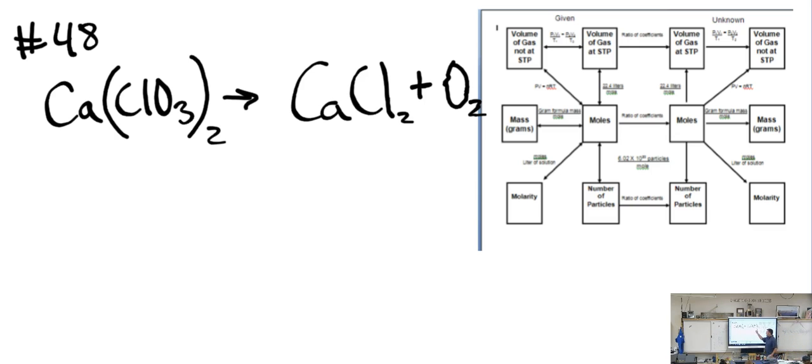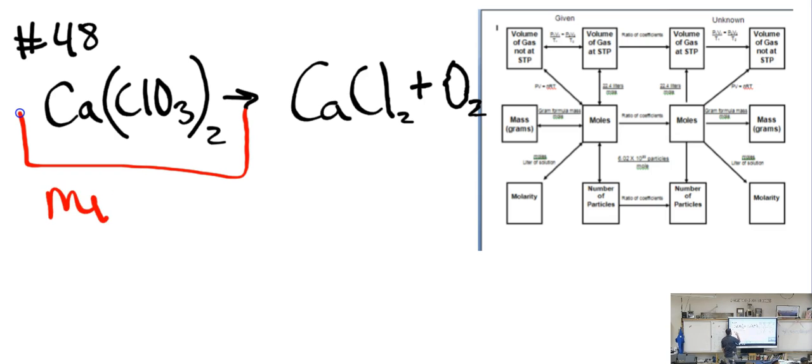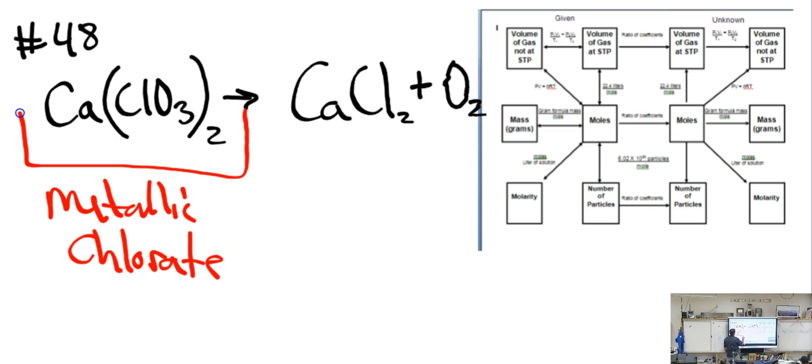So write out and balance number 48. Now let me walk you through how I already wrote this out. This is a metallic chlorate. The problem says, it might even tell you, let me see. If calcium chlorate is heated, it decomposes. So it even tells you the two parts.